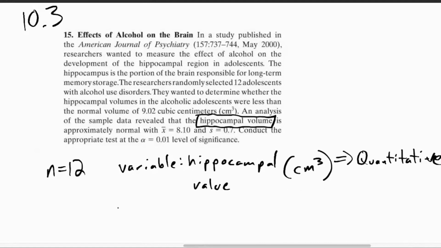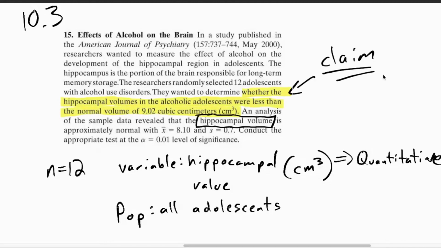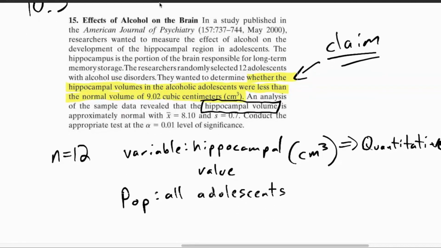What's the population here? We're looking at the brain size of who? All adolescents. We're going to do a hypothesis test to see whether or not the hippocampal volumes in alcoholic adolescents were less than the normal volume of 9.02 cubic centimeters. That's the claim here. That's what we're testing. Now we're dealing with averages.